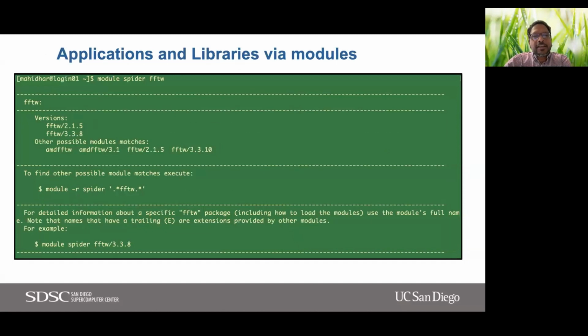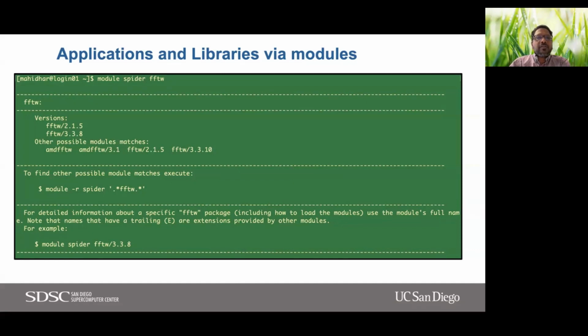Now things can get a little more complicated if it's a library that depends on more than just whether you're on a CPU node or a GPU node. It might depend on the compiler. It might depend on the MPI that you are using if the package is MPI compatible. One example of this is FFTW.